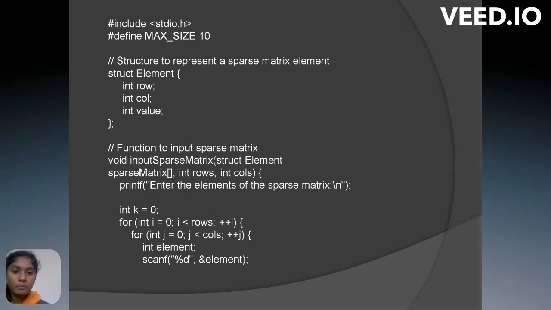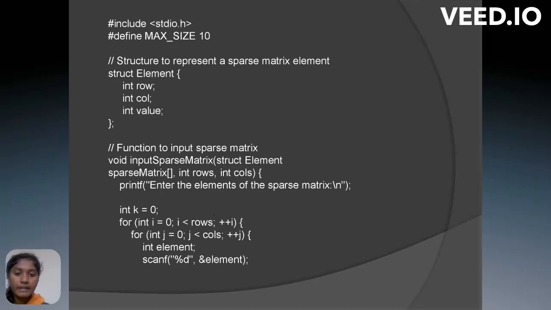Function of input sparse matrix. void inputSparseMatrix(struct element sparseMatrix[], int row, int column) takes a one-dimensional array of element structures, the number of rows and the number of columns as input. It prompts the user to input elements for a matrix and stores non-zero elements in the sparse matrix format.